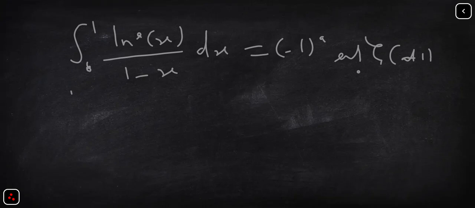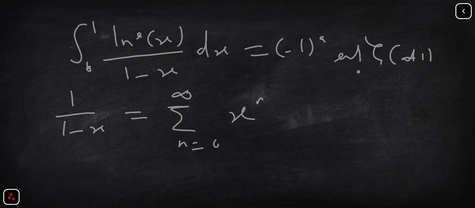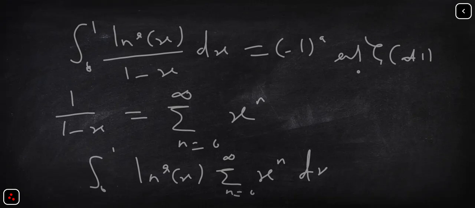Now we know 1 over 1 minus x is equal to the summation of n from 0 to infinity of x raised to the power of n. So since I already know that, I can rewrite this integral as the integral from 0 to 1 of natural log of x raised to the power of a, where instead of 1 over 1 minus x, it's now the sum of n from 0 to infinity of x raised to the power of n, dx.